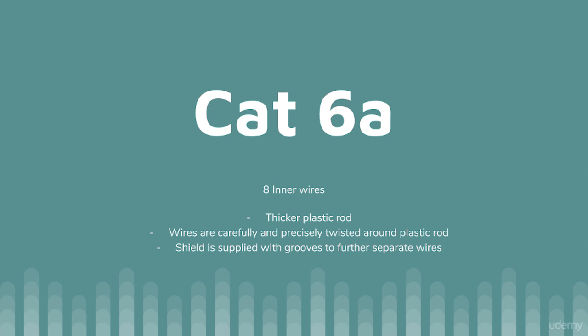Frequency being the amount of data it can carry at once. So how does CAT6A do this? There's a thicker plastic rod. The wires are carefully and precisely twisted around the plastic rod. And on top of that, the shielding itself has grooves to further separate the space between wires. As a result, they're also much heavier, thicker, and of course more expensive.